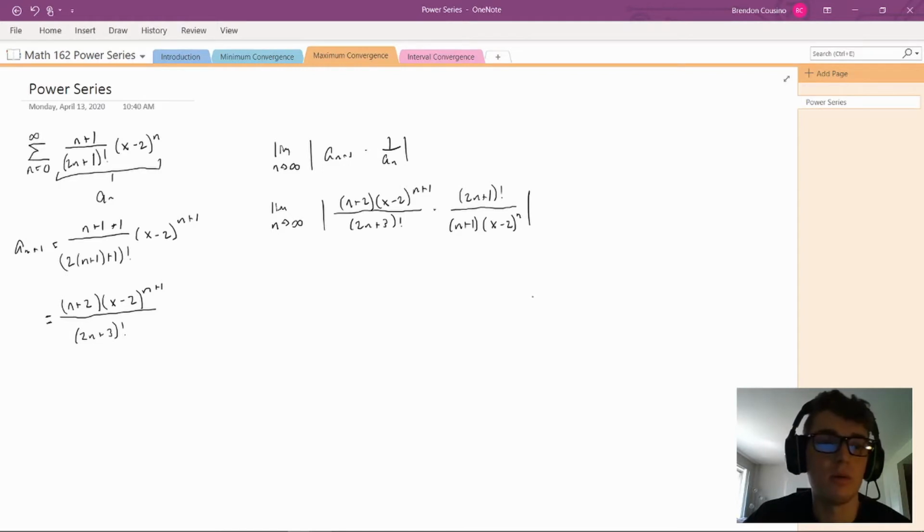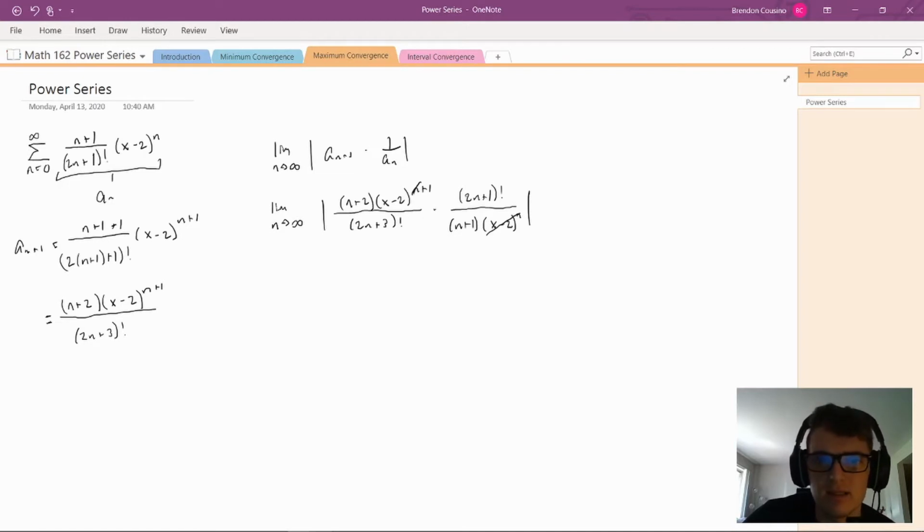Okay, and now what we want to do is simplify as much as we can. I know I have an x minus 2 to the n that's going to cancel with my power of n in the numerator. Using the exponent rule, we can imagine this being an x minus 2 to the first power times x minus 2 to the nth power, and so we're canceling out the one that has the nth power on it.